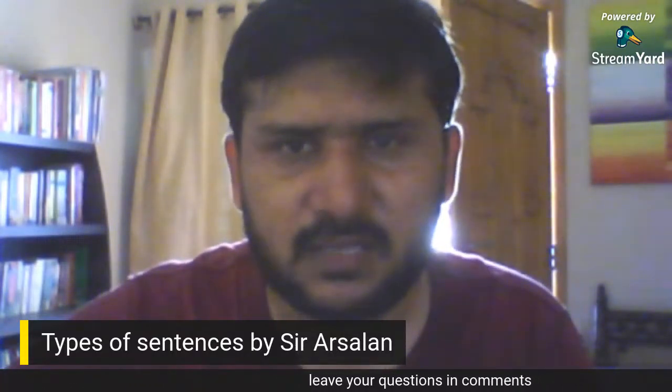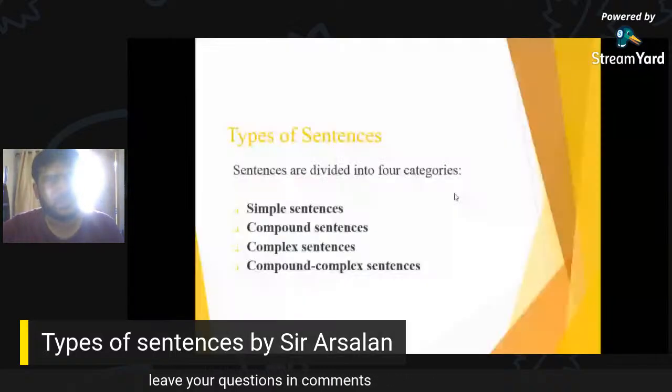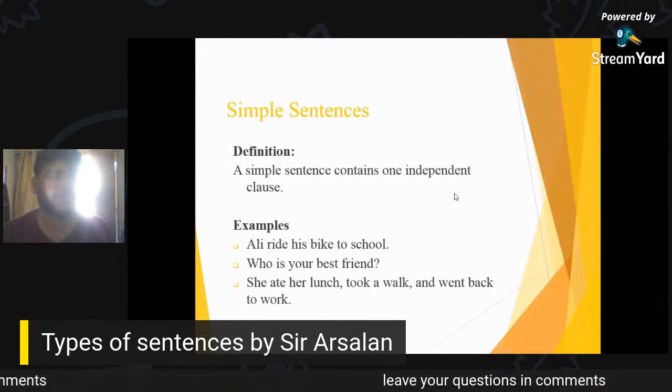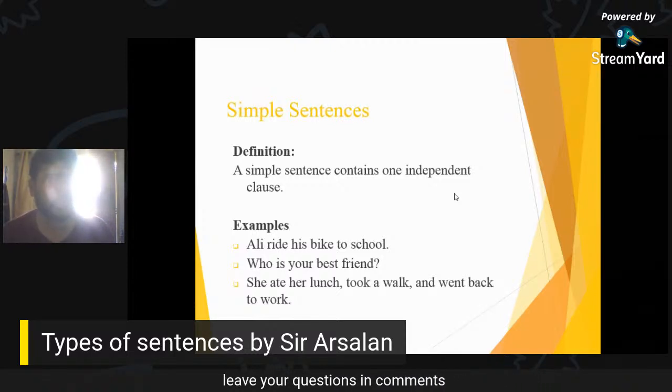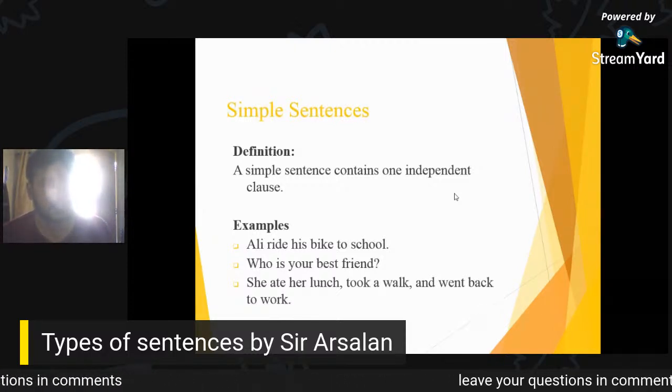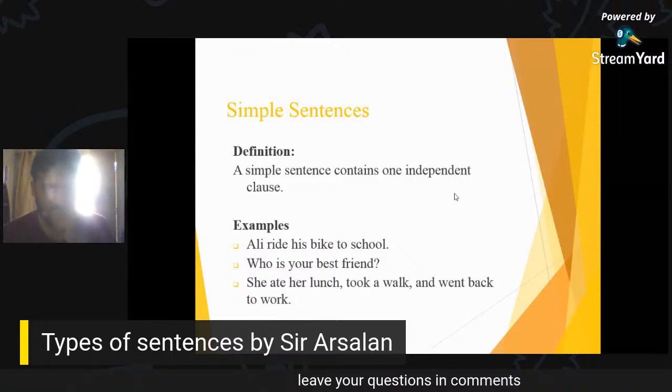So here comes the last slide of the day. Simple sentences, compound, complex. Now first, we have the simple sentence. A simple sentence contains one independent clause. Ali rides his bike to school. Who is your best friend? She ate her lunch, took a walk, went back to work.